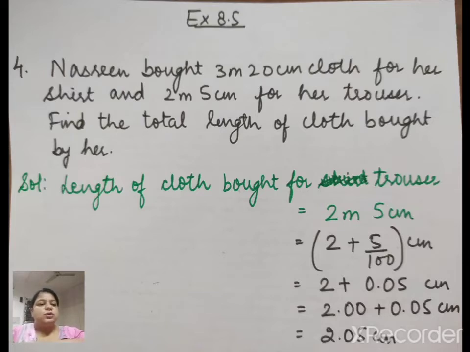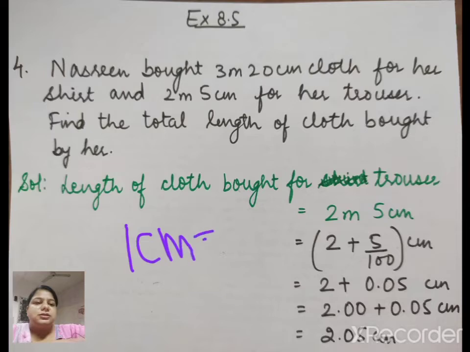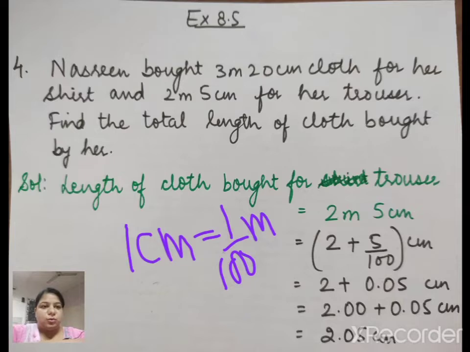So to convert it into decimals, as we have done in the conversion exercise, we have learnt all the conversions in exercise 8.4, right? So 2 meter 5 centimeters. 2 meters we will write it as it is, and you know that 1 centimeter is equal to how many meters? Because we are going up now, right?